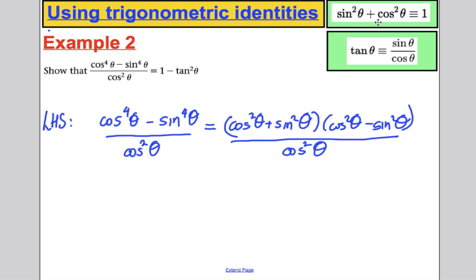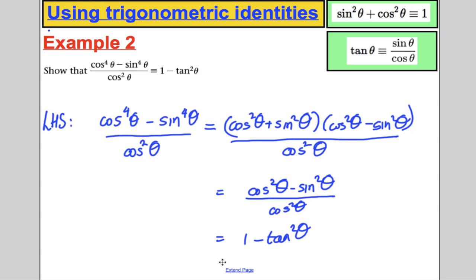Well, cos squared theta plus sine squared theta is 1 from up here, so this must be cos squared theta minus sine squared theta, each bit divided by cos squared theta. In particular, I can divide the first thing by cos squared theta and get 1, and sine squared divided by cos squared is tan squared theta, and now we have equal to the right hand side, and we're done. So we can use these two identities to prove further identities, which is a common Core 2 question.